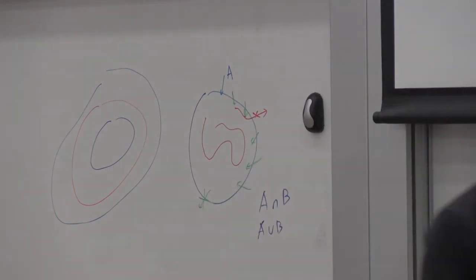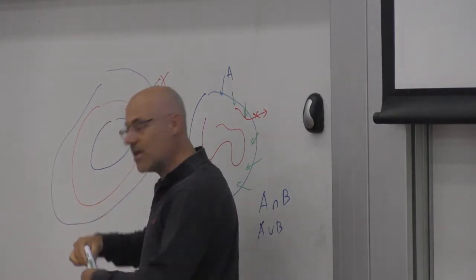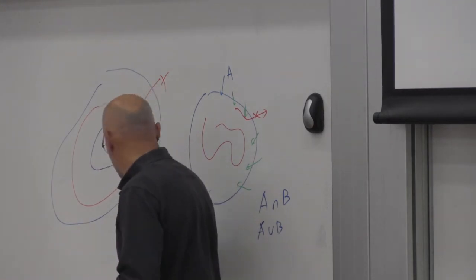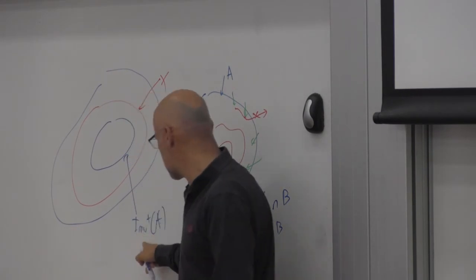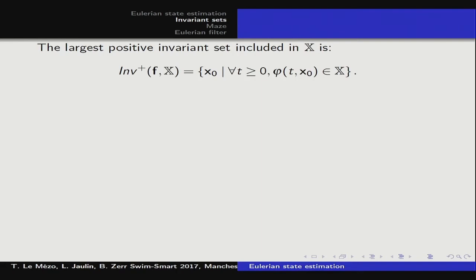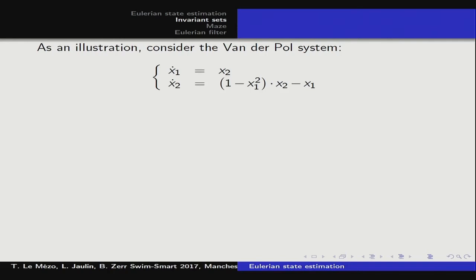These notions exist. And the basic tool is, from a set, let's say X, there are some interval tools to compute an inner and an outer approximation of this set, which is called invariant plus of A, the largest invariant set included in X. So I define this set as the largest positive invariant set which is included in X. I will not explain it too much here, but we are able to compute an inner and outer approximation of this set using a tool called mazes. So maybe I will have some time to discuss this.